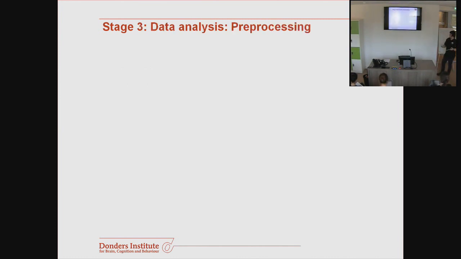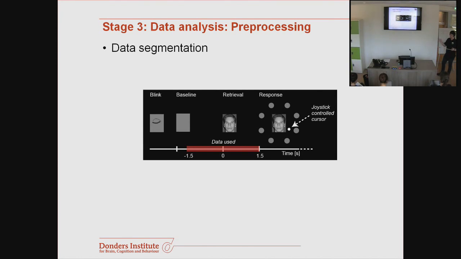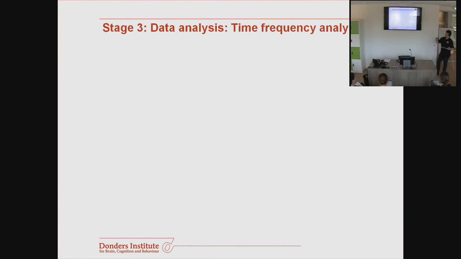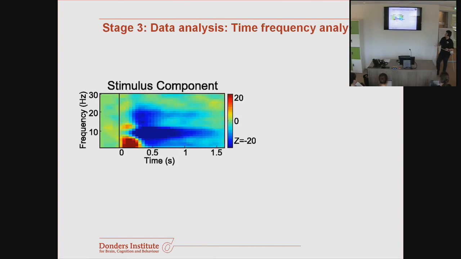Stage three is data analysis. You already learned how to segment your data, and we addressed some artifact removal topics. After you're done with this pre-processing, you will probably do a time frequency analysis, just like you did this morning. What is plotted here is time. At 0, the phase is coming, and what you see is some increase of slow frequency power, probably reflecting the evoked activity at the beginning, and then some decrease in power around 10 Hertz.